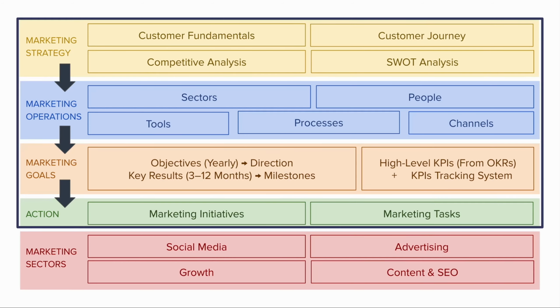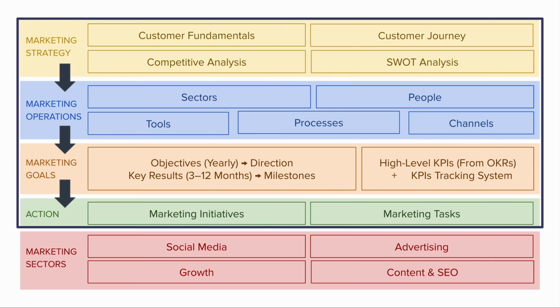First, we create a marketing strategy. Then, using the resources we have, we structure our operations. Based on that, we set our goals, and then from goals, we create initiatives that will help us achieve them, and finally, we break down these initiatives into smaller tasks. In this way, we ensure that every task we accomplish on a daily basis brings us closer to achieving our goals and objectives.